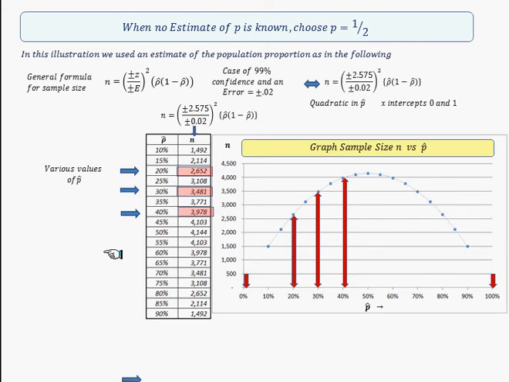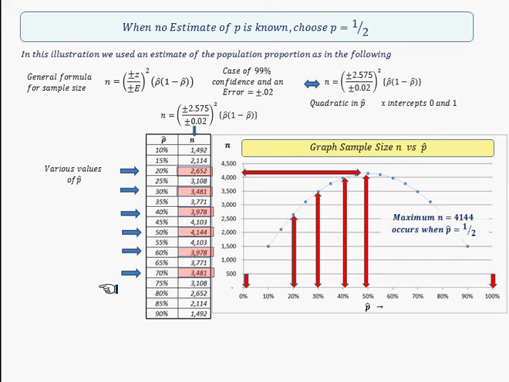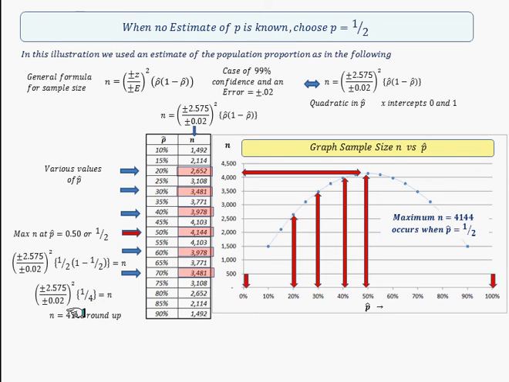And watch what happens. We find that when p is equal to 50%, this gives a maximum value of n of 4144. For higher values, of course, the n values start to decrease, and the maximum value of n is 4144, which occurs when p is equal to a half. We simply substitute that into this expression up here, and we find that the sample size n, without any knowledge of what p is, is given as a maximum value of 4144.